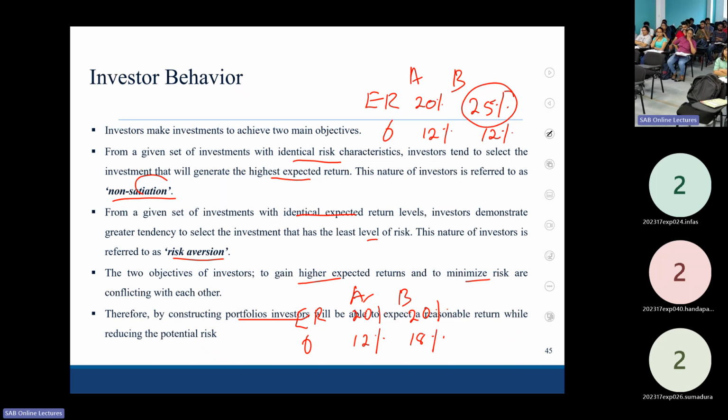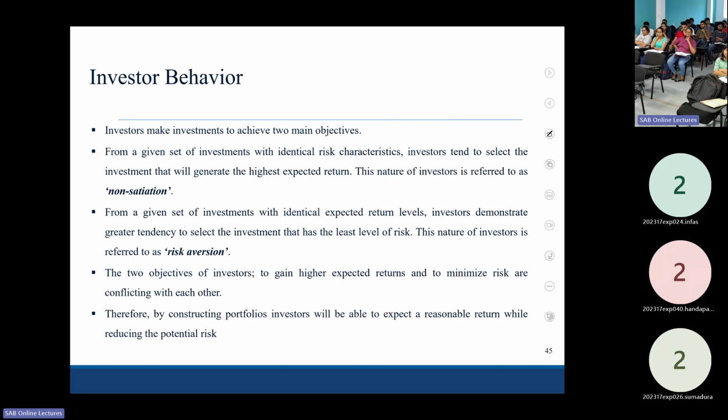Investors construct the portfolio to achieve both, to be able to expect reasonable return while reducing potential risk. To get both to a moderate level, you may construct the portfolio. So what is the aim? What is the objective of constructing a portfolio? Getting maximum return at a minimum level of risk. For that, we construct the portfolio. So these are some concepts or the theory behind portfolio management. I explained it in a very simple way. We construct the portfolio to get a reasonable level of return at a minimum level of risk.